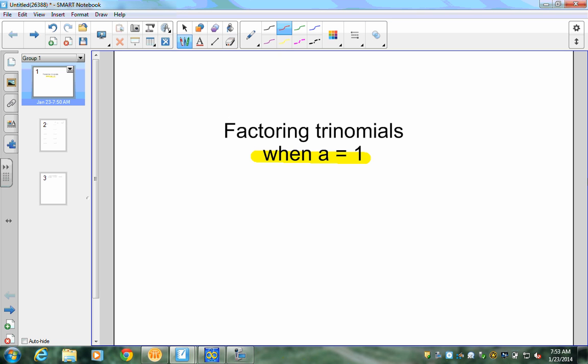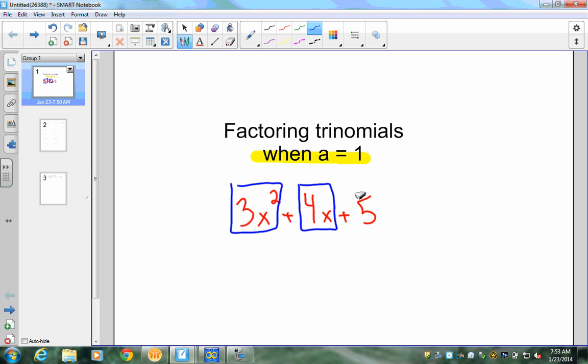A trinomial is when you have a polynomial with 3 parts. So, for example, 3x squared plus 4x plus 5. Now remember that each part is always separated by an addition sign or subtraction sign. So I have 3 parts: part 1, 2, 3. So remember, 3 parts equal a trinomial. Now let's talk about when a is equal to 1.